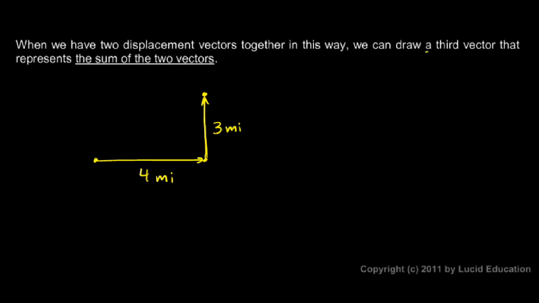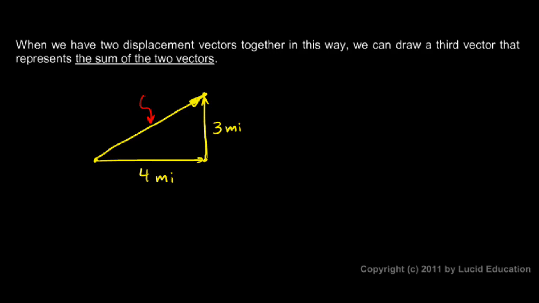And then we can draw a third vector. And the third vector represents the sum of those two. The third vector should go from the very beginning of the hike to the very end. So the third vector goes like this. And make sure you draw the arrowhead on it, and it needs to be pointing the correct way. It's pointing from the starting point to the ending point. So it's pointing this way. This third vector that I've just drawn represents the sum of the other two. That is the vector that I get when I add the 4 miles east and the 3 miles north.